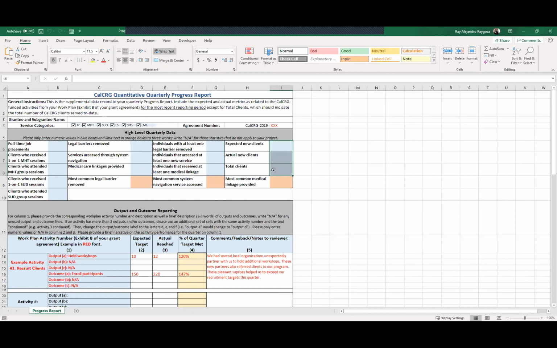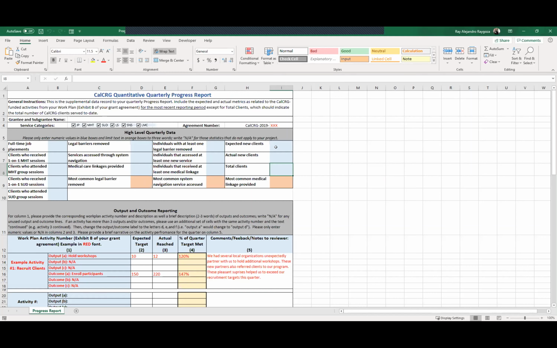Then the last 3 are the expected new clients that you have for that, and the work plan is going to help you to see this number. And then let's compare that with the actual new clients that you had. So this is how many we were expecting. This is how many clients we actually had.